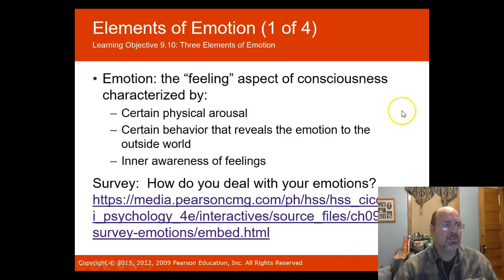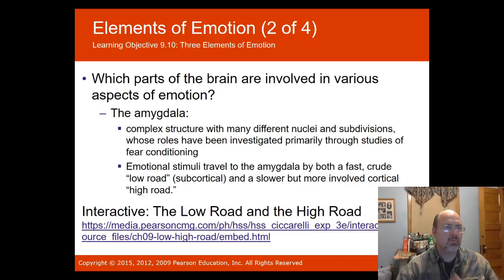Okay, next is emotions. The feeling aspect of consciousness is characterized by certain physical arousal, certain behavior that reveals emotion to the outside world, and an inner awareness of feelings. So in other words, how does one identify emotion, express emotion, and manage one's emotions? Which parts of the brain are involved in various aspects of emotion?